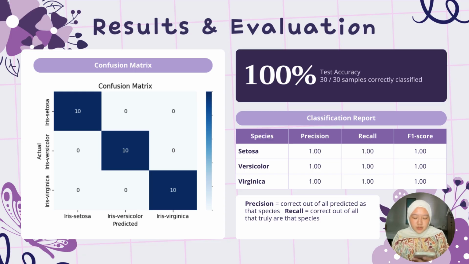Accuracy is the percentage of total correct predictions. Precision tells us of everything the model predicted as a species, how many actually were that species, meaning no false positives. Recall tells us of everything that is that species, how many did we catch, meaning no false negatives. The model performs this well because petal length and width create tightly separated clusters per species, so the three nearest neighbors almost always belong to the correct class.